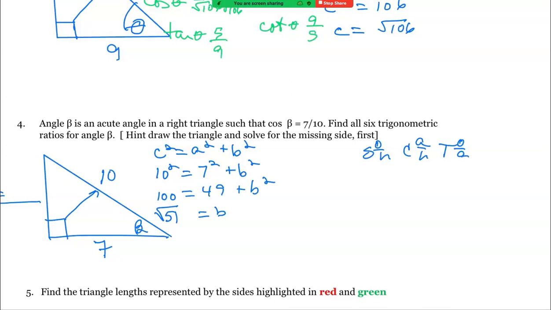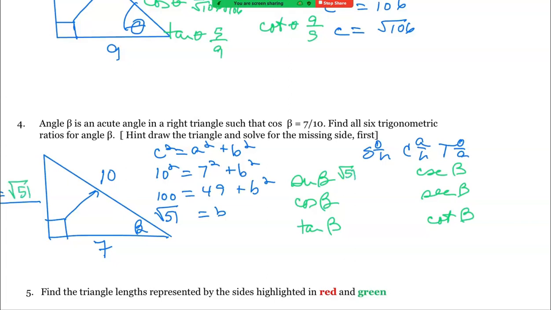They want all 6 trig functions again. So again, I'm going to say sine beta, cosine beta, tan beta. Sine goes with cosecant. Cosine goes with secant. Tan goes with cotan. Sine beta is radical 51, because this was radical 51, over 10. Cosine beta, 7 over 10. Tan beta, radical 51 over 7.